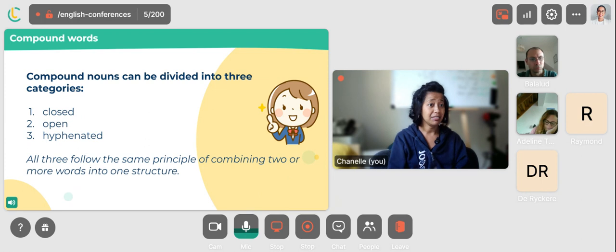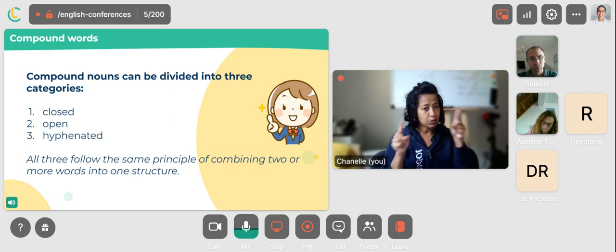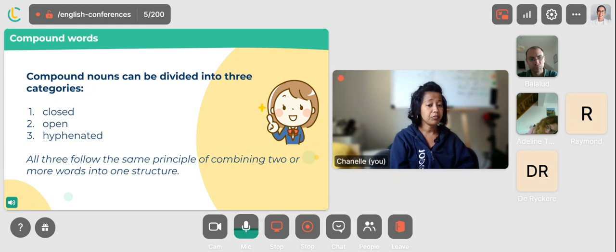Compound nouns can be divided into 3 categories: closed, open, and hyphenated. Donc, so closed, c'est fermé, open, ouvert, and hyphenated. So hyphen, c'est le tiré. Ça veut dire que entre les 2 mots, il y a un tiré. So there is a hyphen between the 2 words. All 3 follow the same principle of combining 2 or more words into one structure.